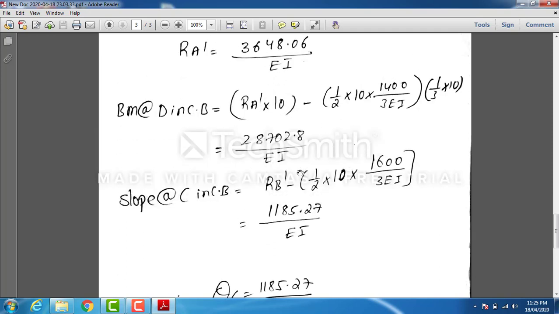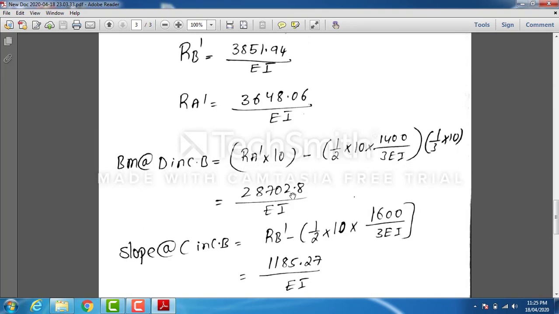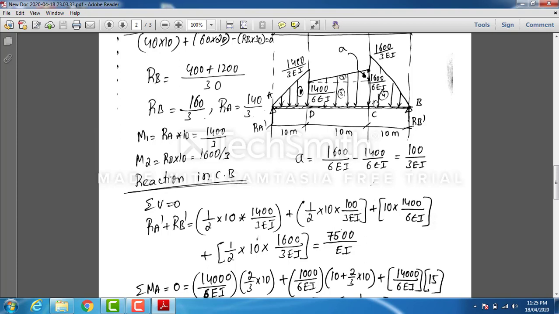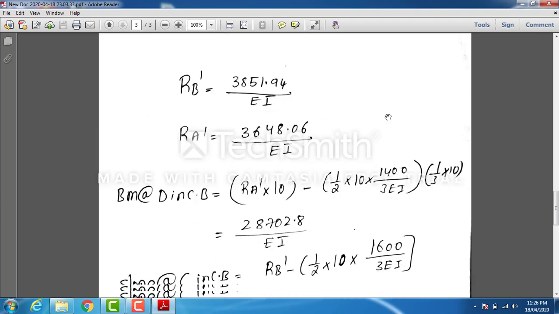Next, slope at C. Slope at C in the original beam is equal to shear force at C in the conjugate beam. So here this should be made as shear force. So summation of forces: at point C you need to add RB acting upwards and this load acting downwards.